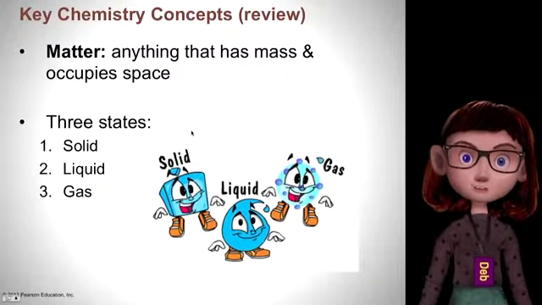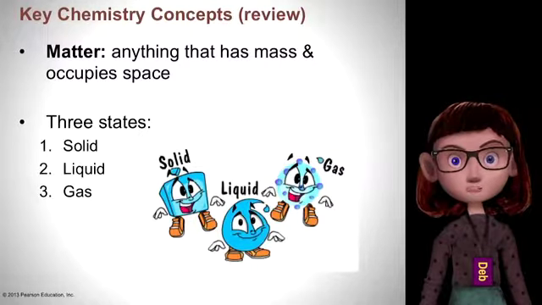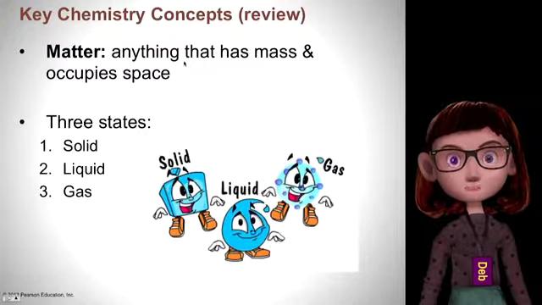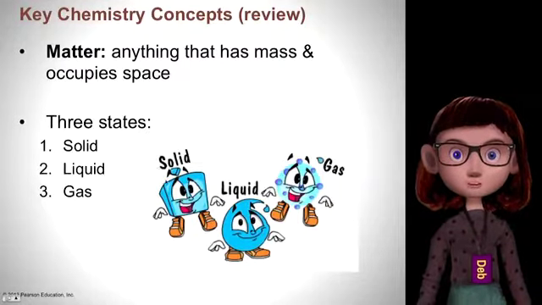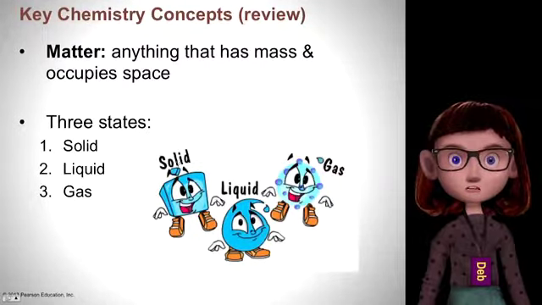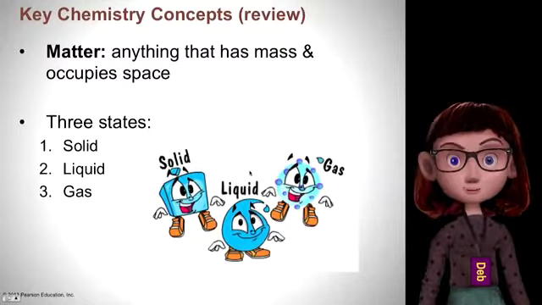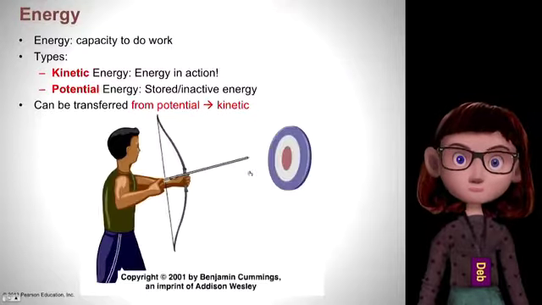First of all, we're going to review a few basic chemistry concepts. Matter is anything that has mass and occupies space. Matter occurs in the 3 states, solid, liquid, and gas, as you can see represented here. Solid water is ice, liquid water, and gaseous water, which is water vapor.